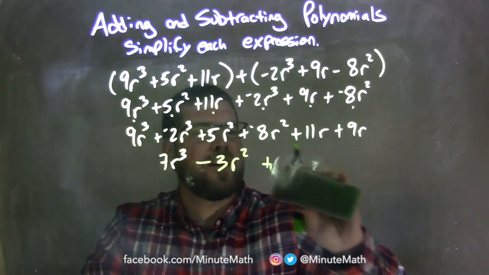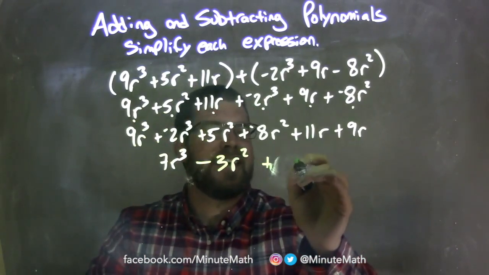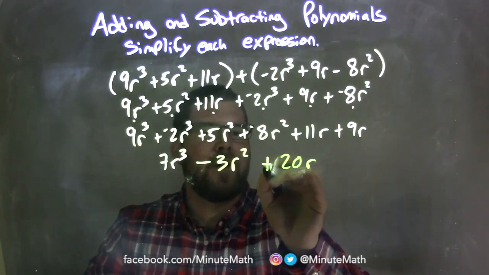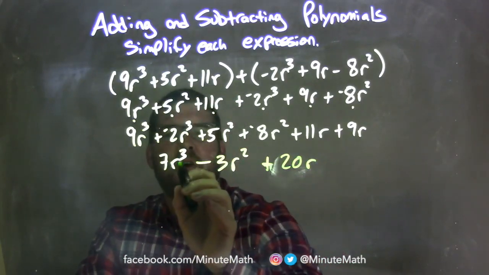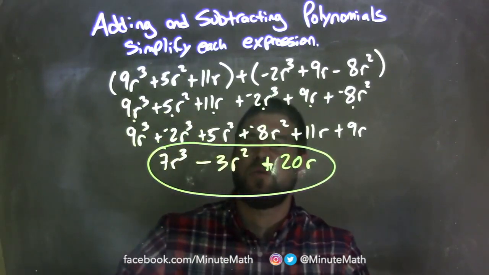Can't just write them down. Can't get too trigger happy there. 11r plus 9r is 20r. So 20r right there, and there we have it. We have 7r to the third minus 3r squared plus 20r as our final answer.